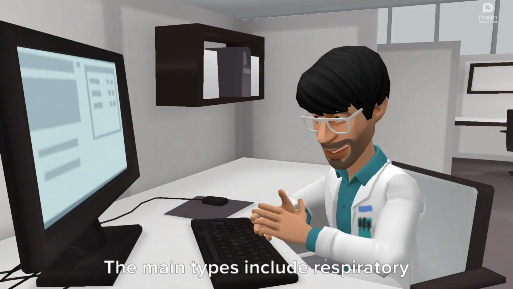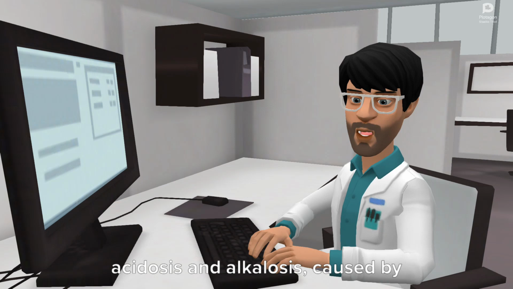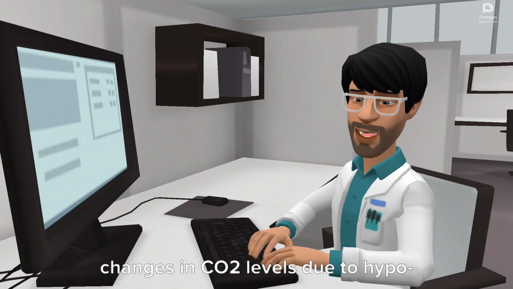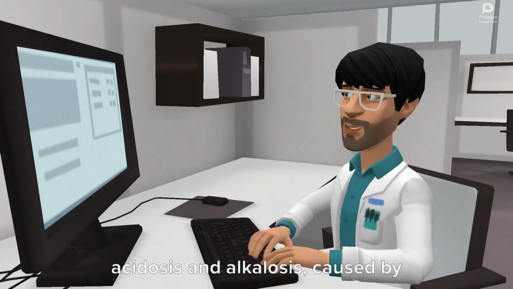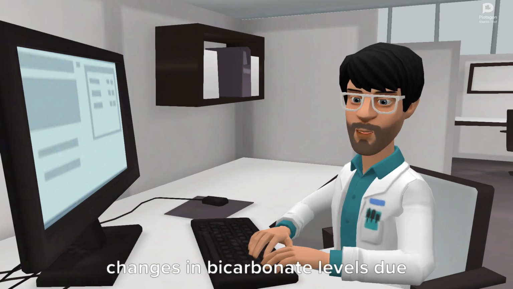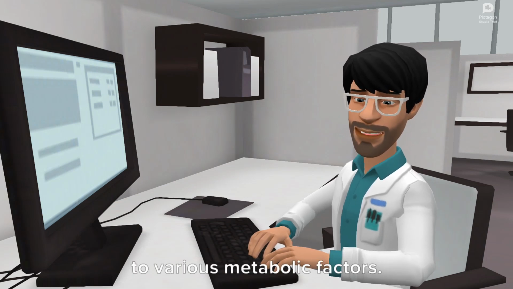What are the main types of acid-base disorders? The main types include respiratory acidosis and alkalosis, caused by changes in CO2 levels due to hypo or hyperventilation, and metabolic acidosis and alkalosis, caused by changes in bicarbonate levels due to various metabolic factors.